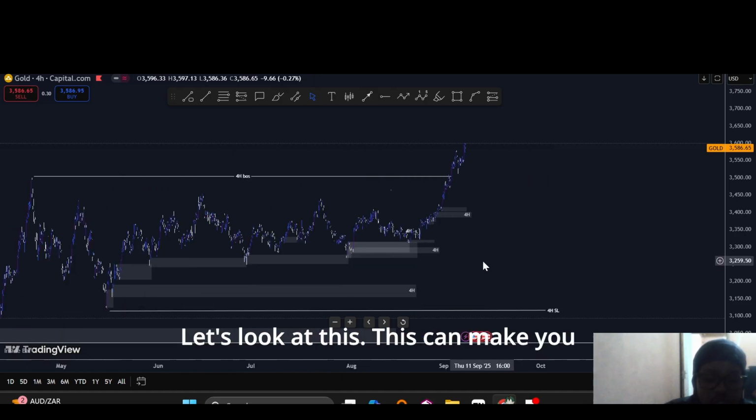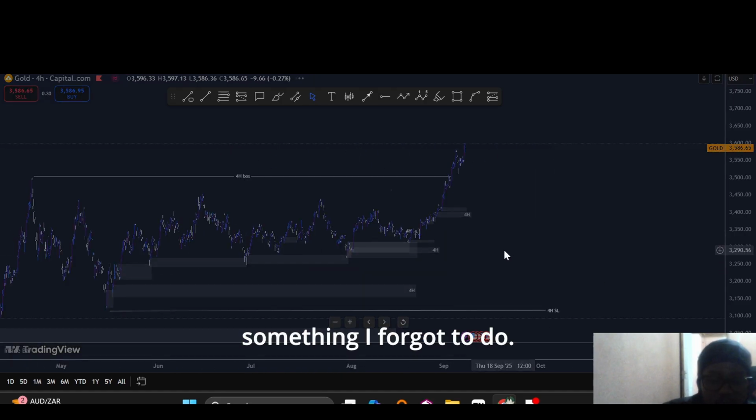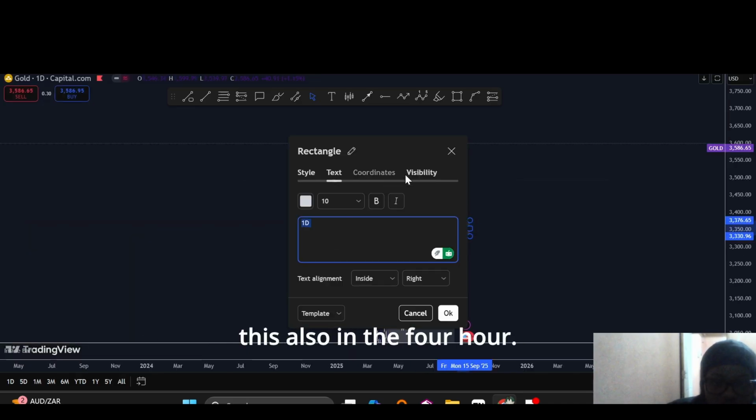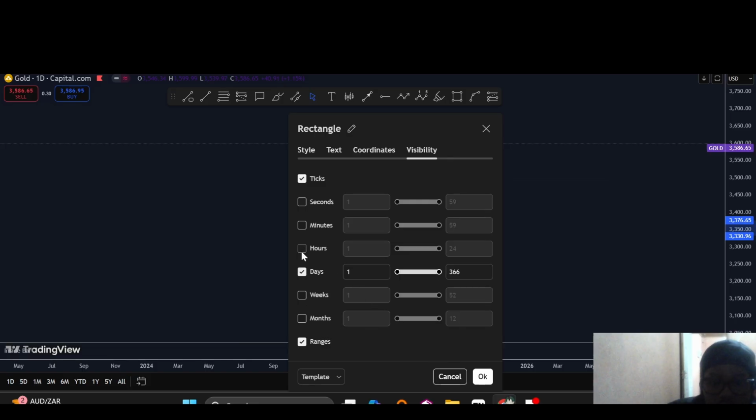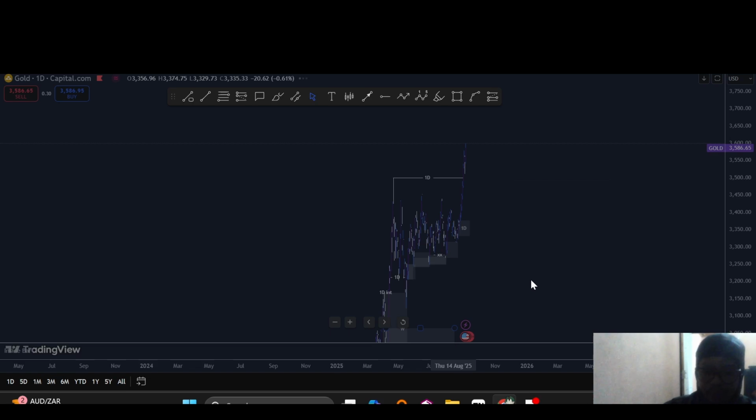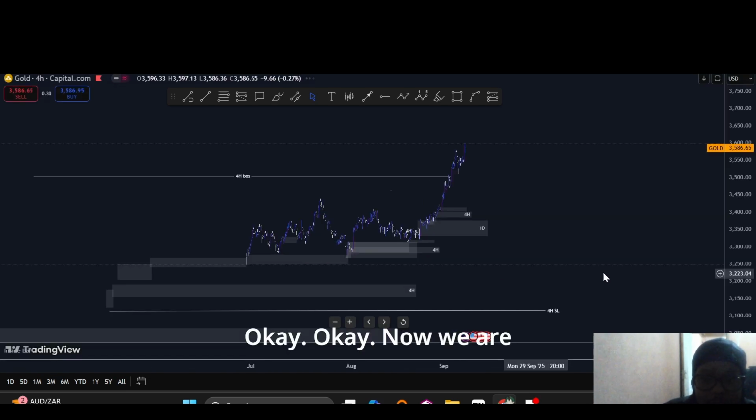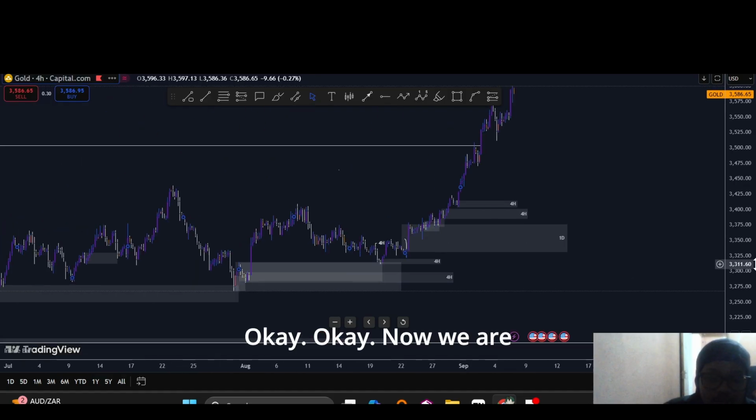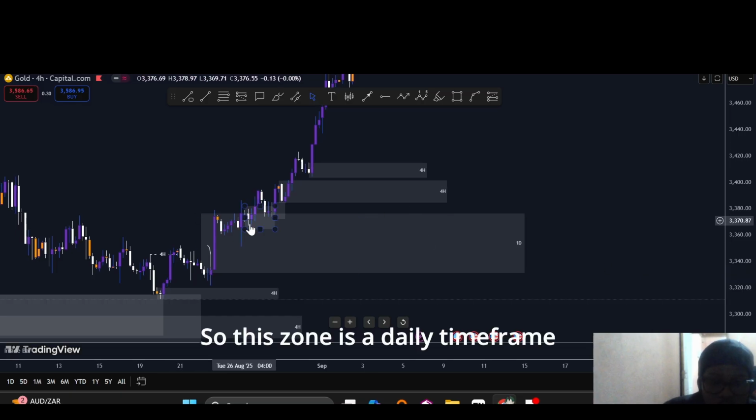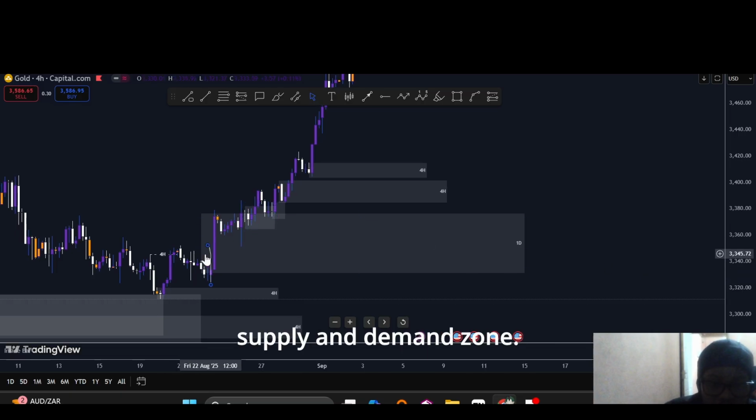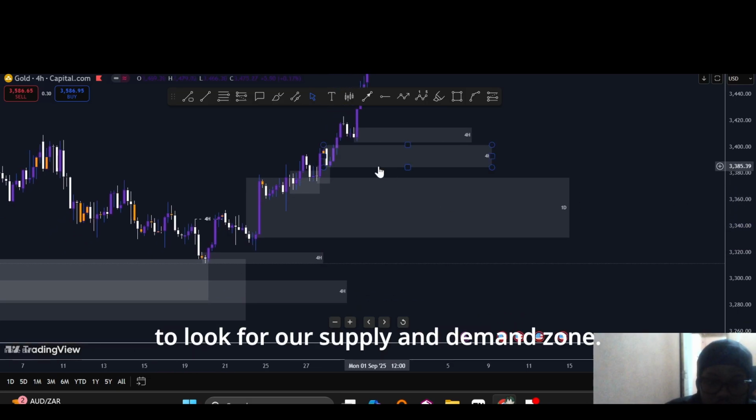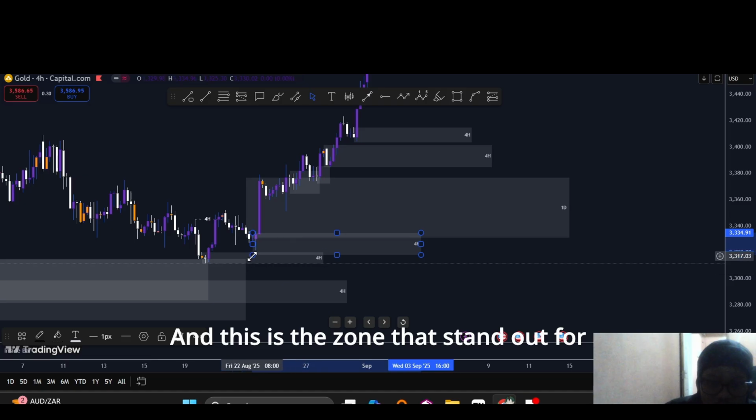So let's come back here. There's something I forgot to do, so let's fix that. But I want to see this zone also in the 4-hour. Cool. Let's go to the 4-hour now. Okay, now we are here. Let's go to this big zone. So this zone is a daily time frame supply and demand zone, and within this daily time frame supply and demand zone, we are trying to look for our supply and demand zone. And this is the zone that stands out for me.